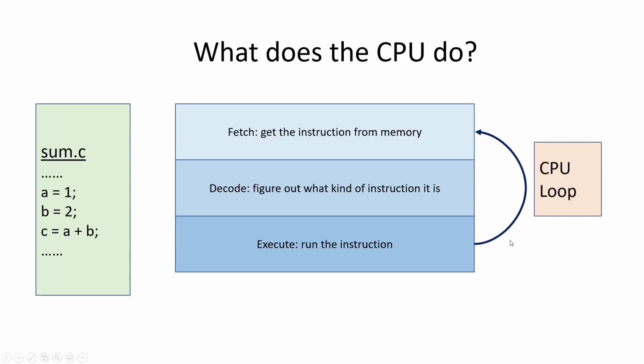All right, and this is going to be just repeated in a loop endlessly. As soon as it's done executing the first instruction, it's going to go back and fetch the next instruction. It's going to figure out what it's supposed to do by decoding it. It's going to execute that instruction and then go back and get another instruction. It just does this forever.